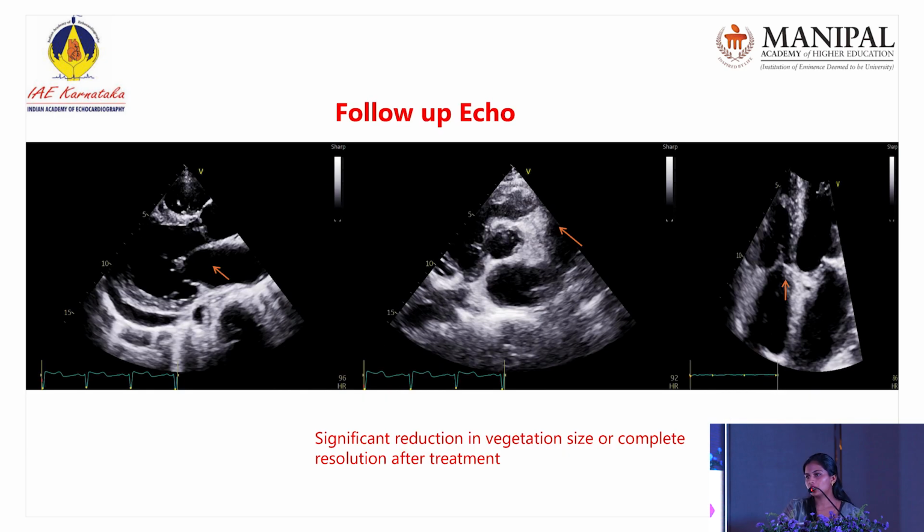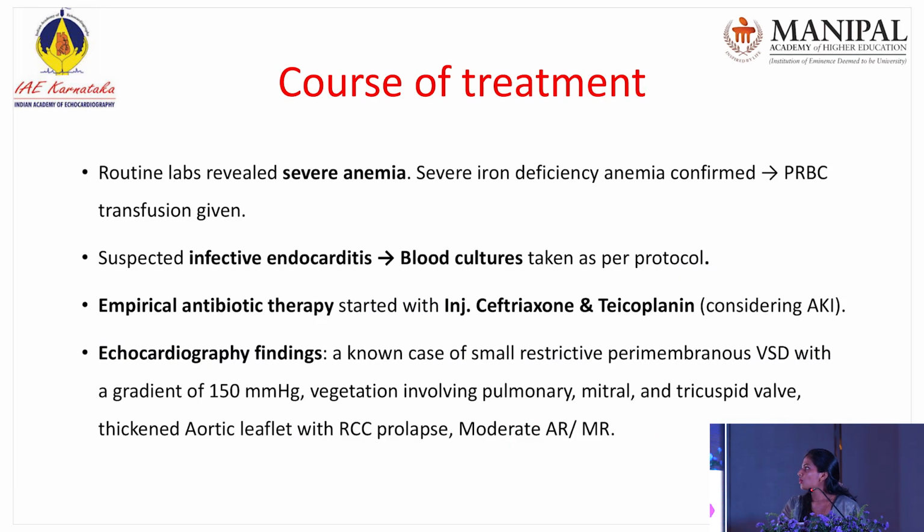So this is the follow-up echo. After treatment, we can see a significant reduction in the vegetation size, or complete resolution. Course of treatment: her routine labs revealed severe iron deficiency anemia, so PRBC transfusion was given. Infective endocarditis was suspected, blood cultures were taken as per protocol, and empirical antibiotic therapy was started with injection ceftriaxone and teicoplanin.